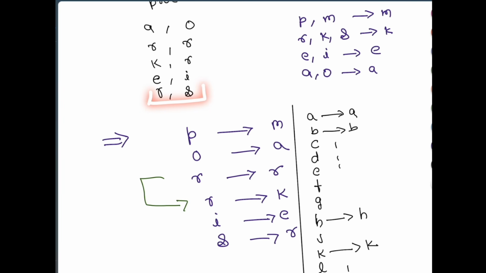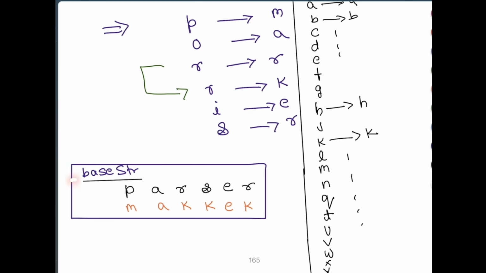Out of R and S, R is the smaller, so for S, R will be the parent. Now for R we have K as the parent. In base str we have S, right? So we will replace S with R, but we will ask one more question: if we are replacing it with R, is R also being replaced with some other character? Yes, R is being replaced with K, so we will actually replace this S with K. And this is how this algorithm is going to work.